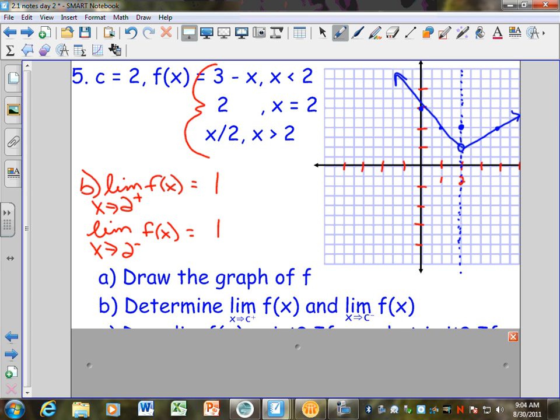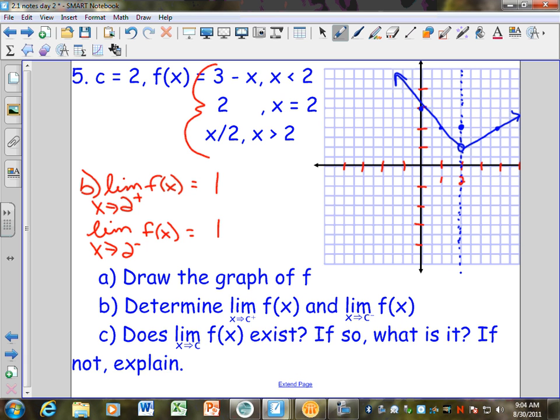A little bit of information: if you can figure out which line you are and you can do substitution, you could still do that. Like, coming from the right of 2, do you agree that would be when x is greater than 2? Could you do substitution and just plug 2 into this part of the equation? And look what you get. You get 1. Coming from the left of 2, do you agree that's when x is less than 2? Can you do substitution and say 3 minus 2 is also 1? You see how substitution can still work in a piecewise function? You just have to figure out which piece of the graph you're looking at.